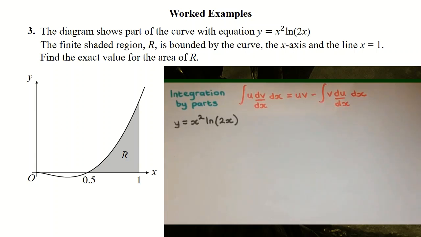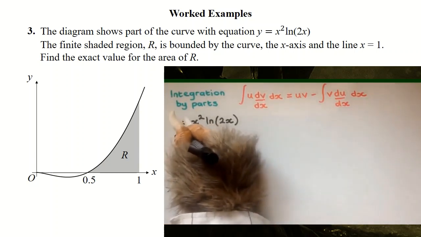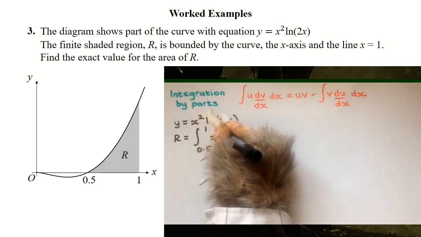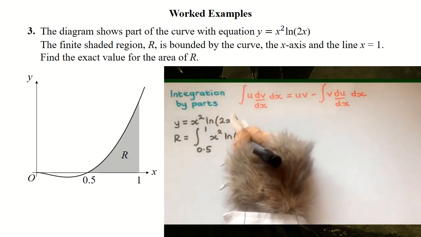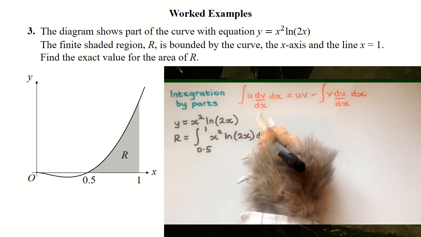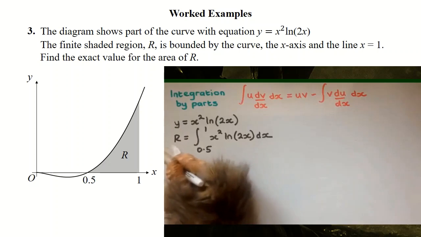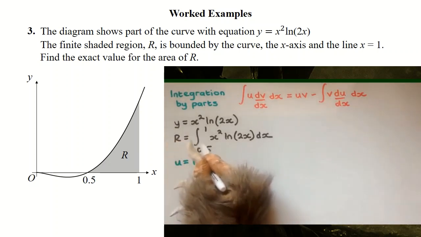So R is simply the integral between 0.5 and 1 of x squared log of 2x dx. Okay, and if we can evaluate this, then we're finished. All right, so we have a product, we have a log, so we must use by parts, and we can write down what our u is straight away. Remember we have the natural log in there, that trumps the power of x, so we take the natural log of 2x as our u. So u is going to equal the natural log of 2x.